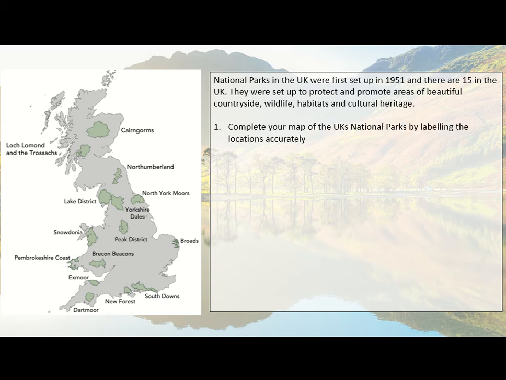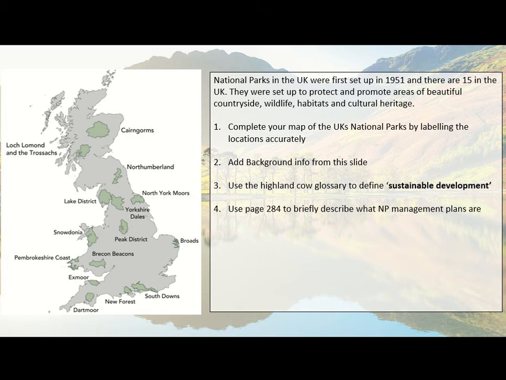What I'd like you to do is get onto 365 in the Jog Vlogs folder. You will find a map of the UK's national parks, but it's blank, so I want you to label them all accurately. Make sure you do that first. The next thing I'd like you to do is add the background information from this slide, the top 3 lines of the picture you can see on your screen now. Then I'd like you to use the Highland Cow Glossary, if you've got that available, or just the internet, to define sustainable development, to make sure you define what that is.